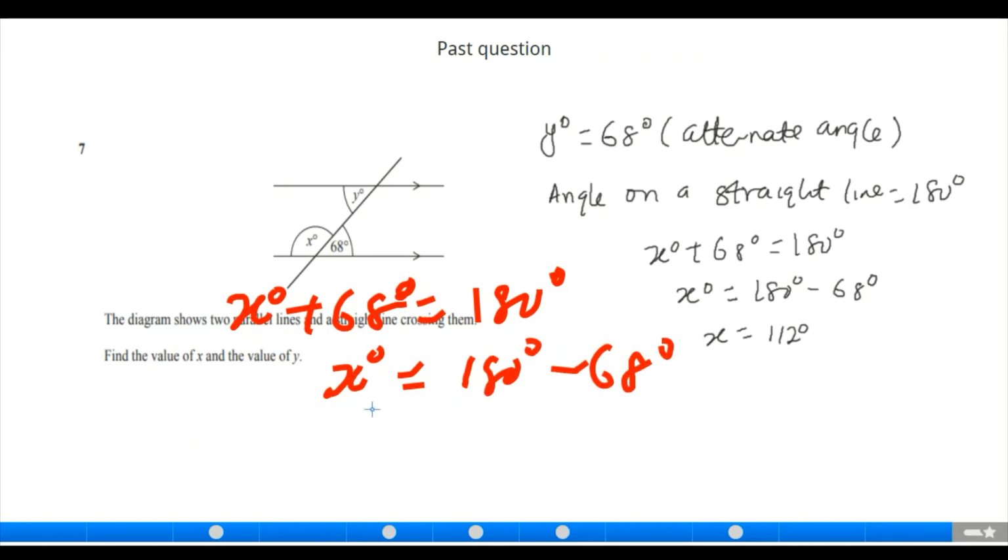What is 180 minus 68? 180 minus 68 will give us 112. So x is going to be what? X is going to be 112 degrees. So assuming that we have 112 here, so y is what? X is 112 degrees. This is the solution to this past question.